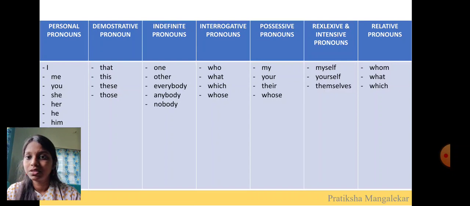Possessive pronouns my, your, their, whose. Reflexive and intensive pronouns myself, yourself, themselves. Relative pronouns whom, what, which.